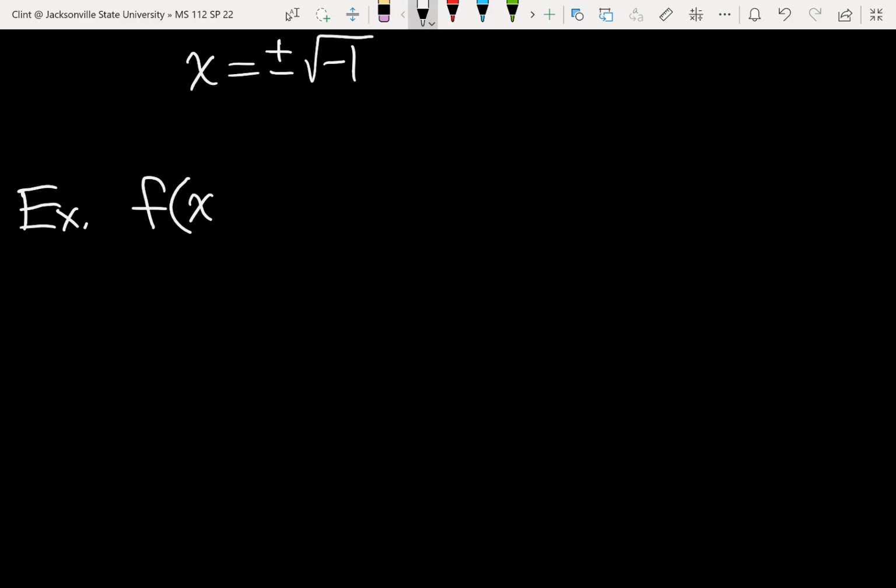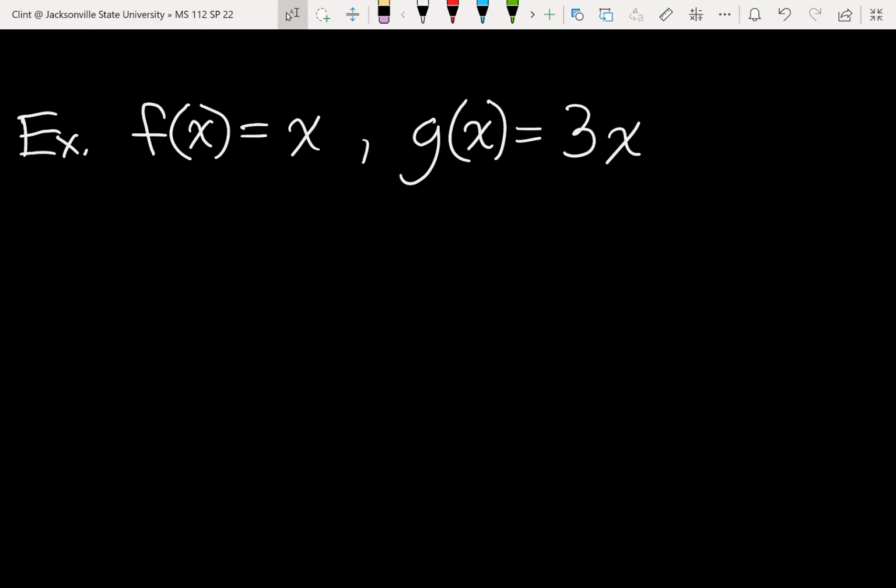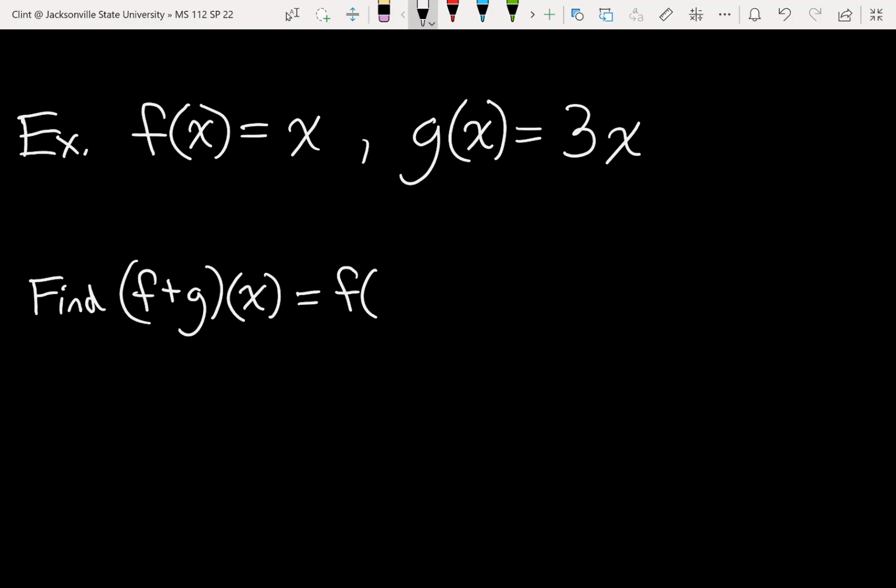So we're going to take f of x is equal to x, and g of x equal to 3x, and let's find a new function. Let's find f plus g of x. Okay. So the rule says, and you don't have to write this step down every time, if we want to add these, it would just be f of x plus g of x.